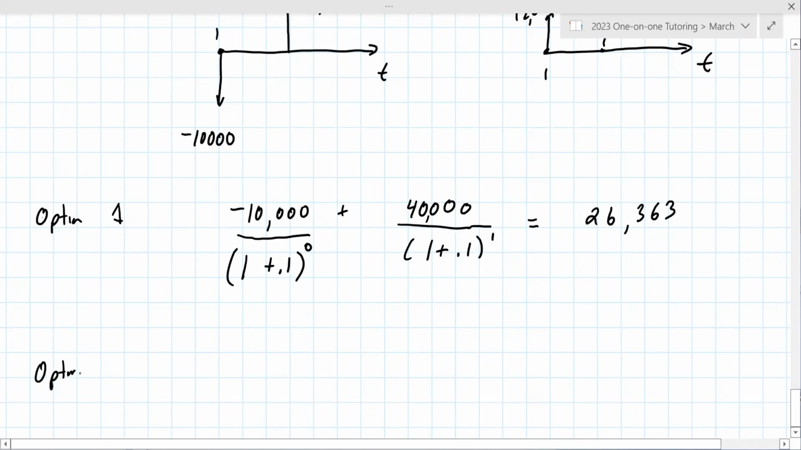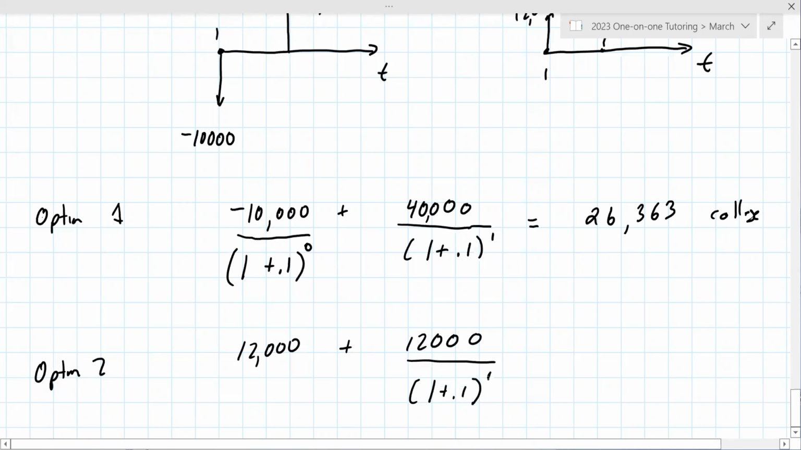Option 2. So this was the college route. Option 2 is I'm going to get $12,000 in year 1, and I'm going to get $12,000 in year 2, but in year 2 you have to discount it like that. And this ends up being 22,909 for the not going to college route. Yes, sorry, the second one.